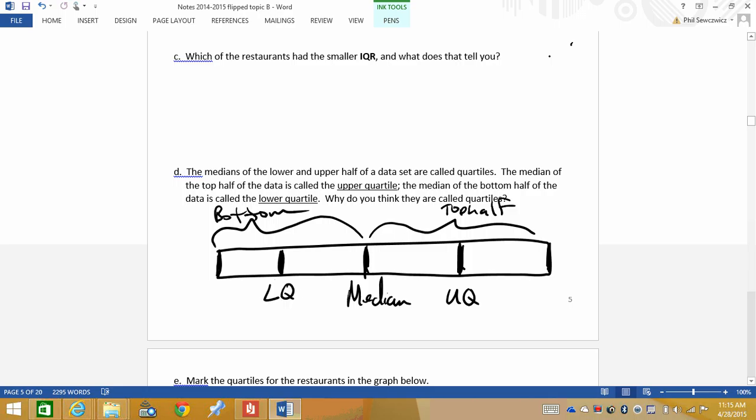So why do you think they call them quartiles? Think about it. Yeah, we got 4 spots. Because we've got 4 spots, it breaks it up into fourths, in other words, into quarters. So each group would be 25% of the numbers that are listed. Hence the phrase quartiles.